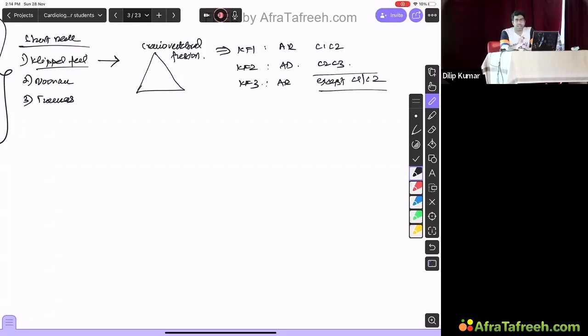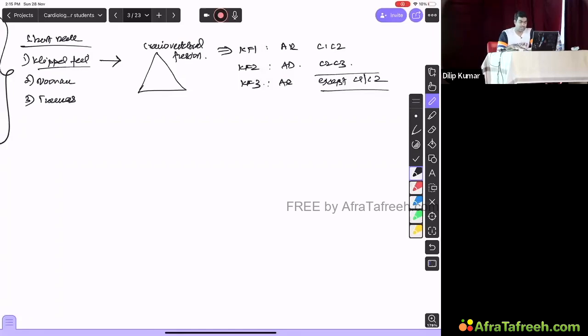Short neck. You have three types of Klippel-Feil: 1, 2, and 3. 1 and 3 are autosomal recessive, 2 is dominant. C1, C2 fusion means that is type 1. C2 and C3 fusion means that is type 2. Anything apart from C1 and C2, if it's fused, means that is KF3. So there will be craniovertebral fusion. That is the reason why you are getting short neck in the first place.